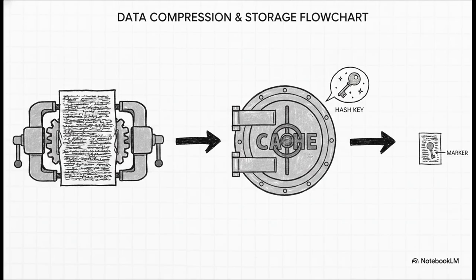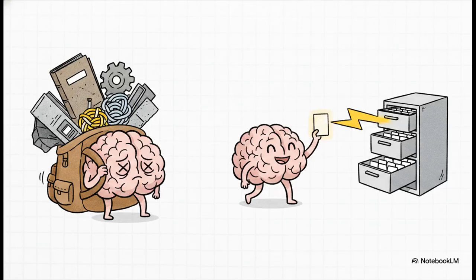In Phase 1, we have the compression store. When Headroom Smart Crusher compresses the tool output, it securely tucks the original full-size data into an LRU cache. That's a least recently used cache, so it stays highly accessible locally. It then generates a unique hash key for that specific piece of data. Finally, a tiny marker containing that hash key is seamlessly added to the compressed output that actually gets sent over to the LLM.